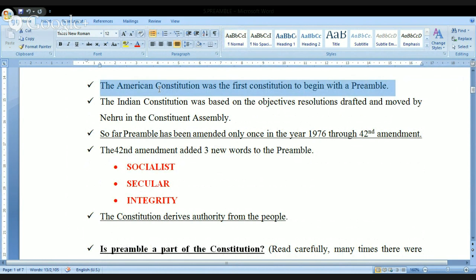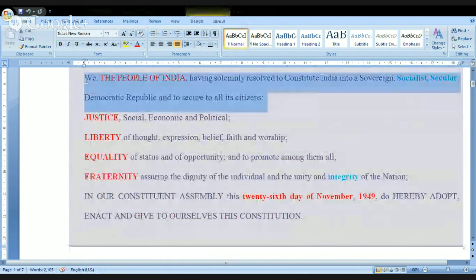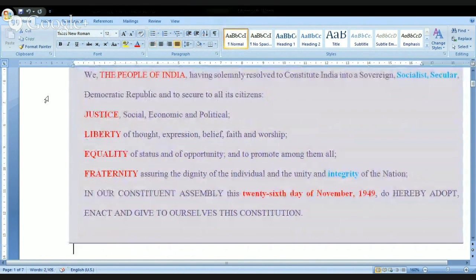Now, the Indian Constitution is the same thing here. Let me show you. Here, they said that we, the people of United States of America, but we said that we, the people of India. That is the only thing.